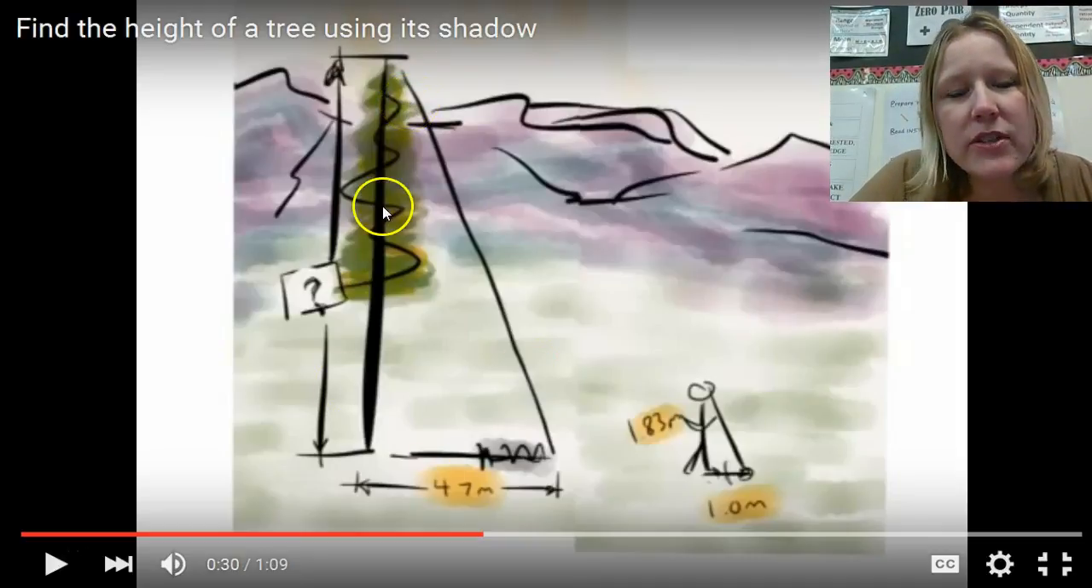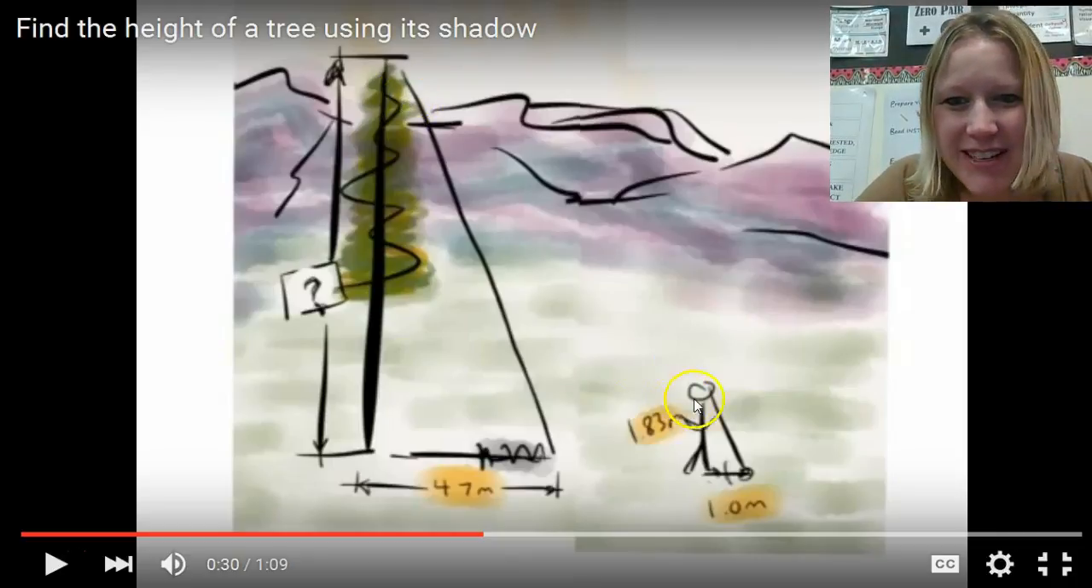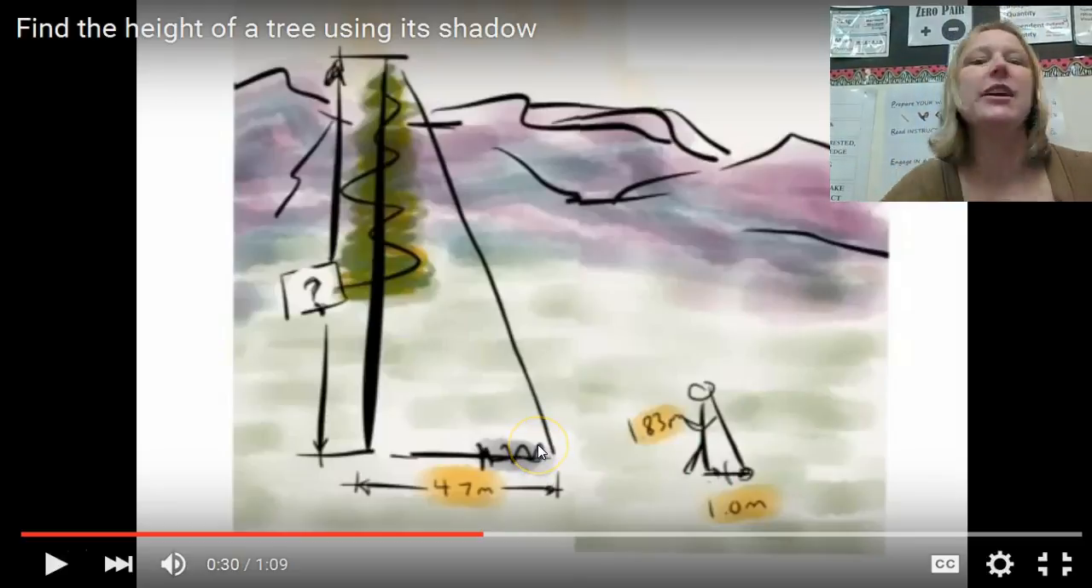Adding those all together would give us 180, but the point is that they're similar, that this angle up here is going to be equal to that angle up here. This angle down here is going to be equal to this angle down here because they are similar triangles.